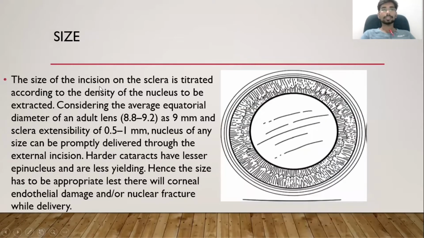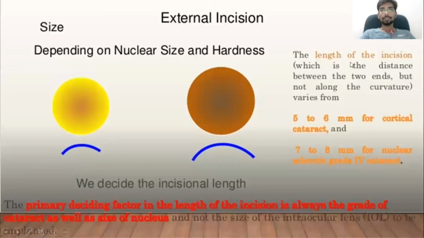Next is size. The size of the incision on the sclera is titrated to the nucleus grading. Considering the average equatorial diameter of the adult lens as 9 mm and scleral extensibility of 0.5 to 1 mm, a nucleus of any size can be promptly delivered through the external incision. So, the length of the incision is the distance between the two ends, not along the curvature. So this is the length of the incision: 5 to 6 mm for cortical cataract and 7 to 8 mm for nuclear sclerotic grade 4 cataract.